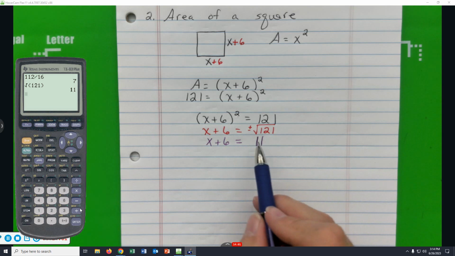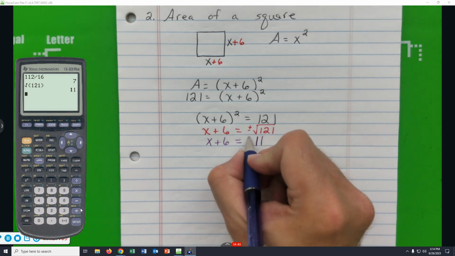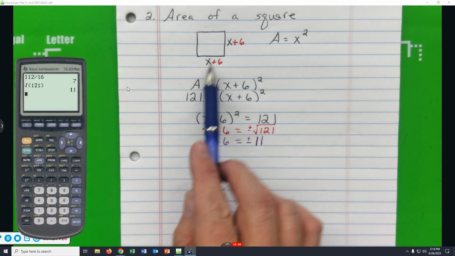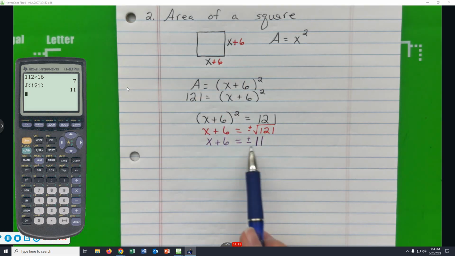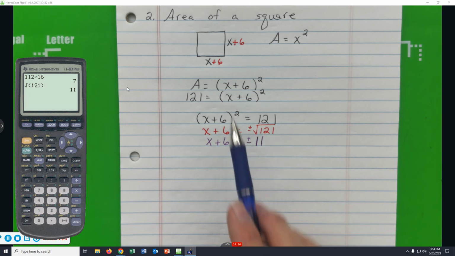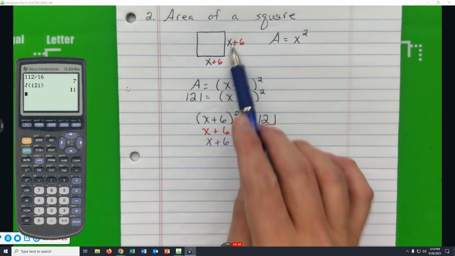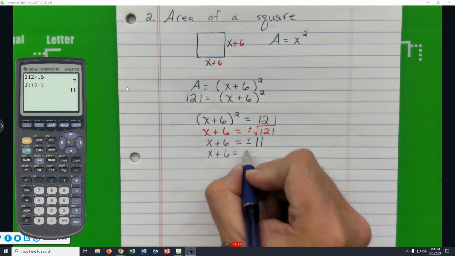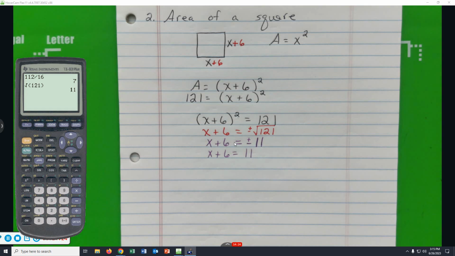Theoretically, it's plus or minus, but we don't want a negative length on these. We don't need to worry about that negative 11, because if we do, we're going to wind up with a negative 17. So just write x plus 6 equals positive 11. This is one of those times where if you forget the plus minus, you'll still be okay.